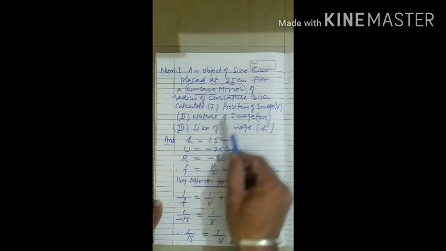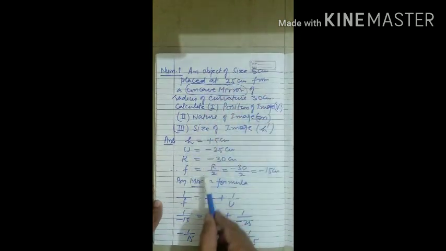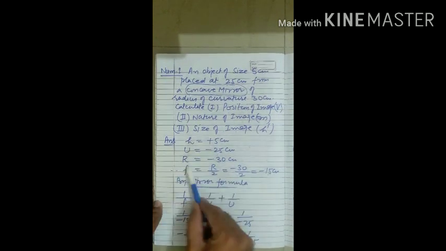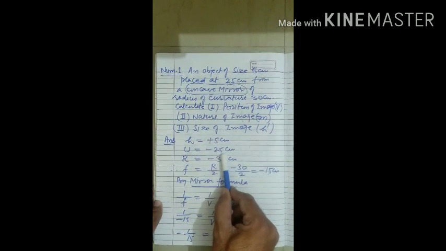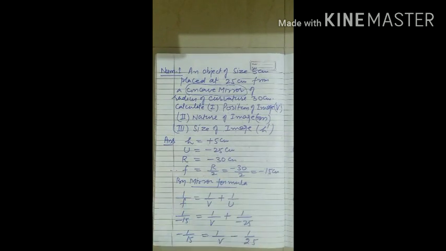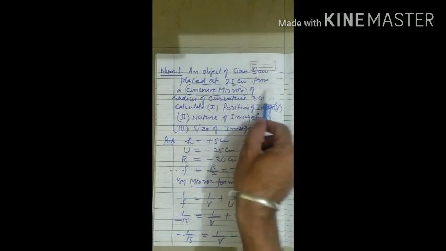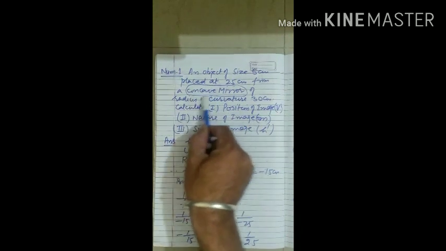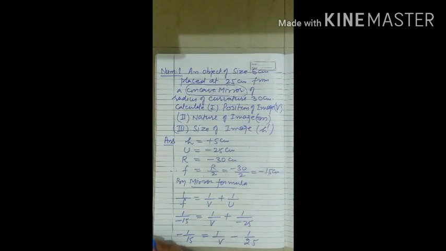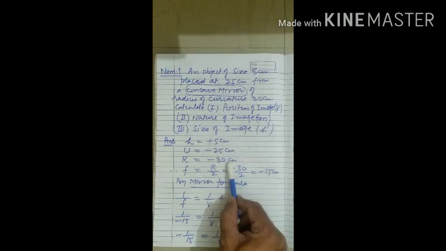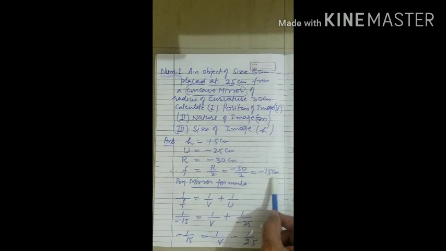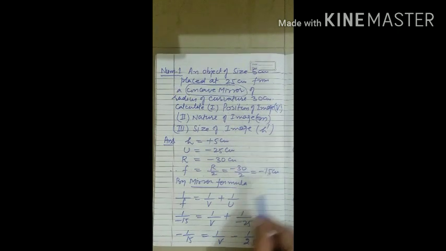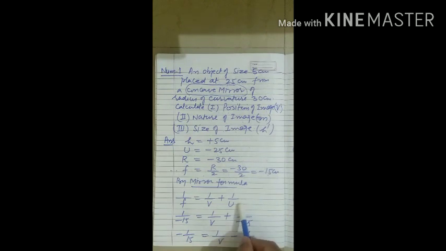Children, as it is clear, the size is 5 centimeter. I have written size 5 centimeter, h. Then u, position of object, is 25 centimeter. If you look into the sign convention, the object is always kept on the left hand side, so it is negative. And radius of curvature is 30 centimeter. Which mirror is it? Concave. The concave mirror's radius of curvature lies where? Left hand side. So it is minus 30 centimeter. Calculating focal length, dividing it by 2, I got minus 15 centimeter. Now the mirror formula, you know very well, 1 upon f is equal to 1 upon v plus 1 upon u.